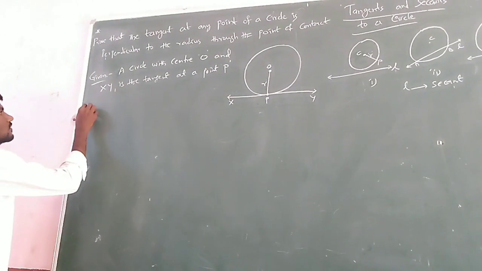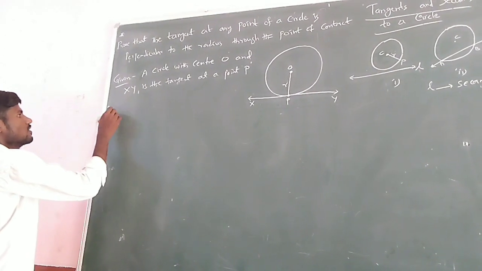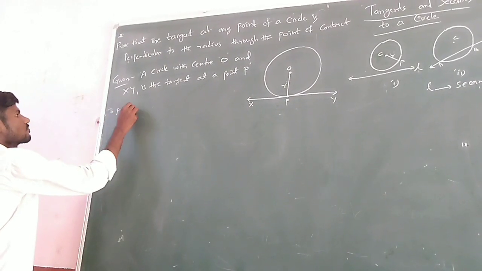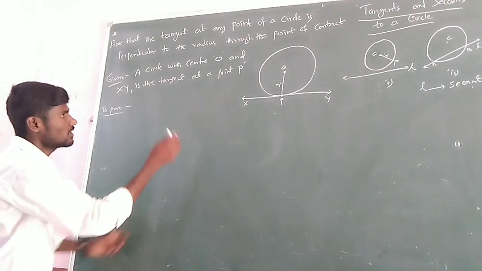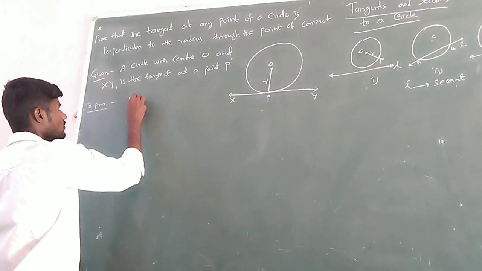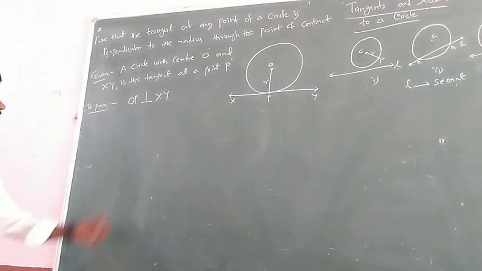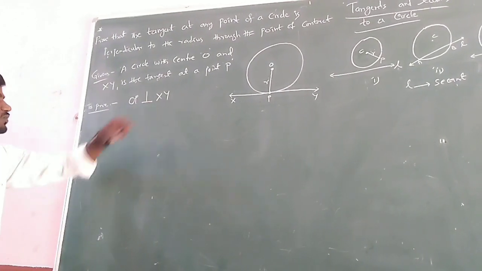Next, what do we have to prove? To be proved: the radius is perpendicular to the tangent. What is the radius here? OP is perpendicular to tangent XY. This is the condition, this is the situation we are going to prove.